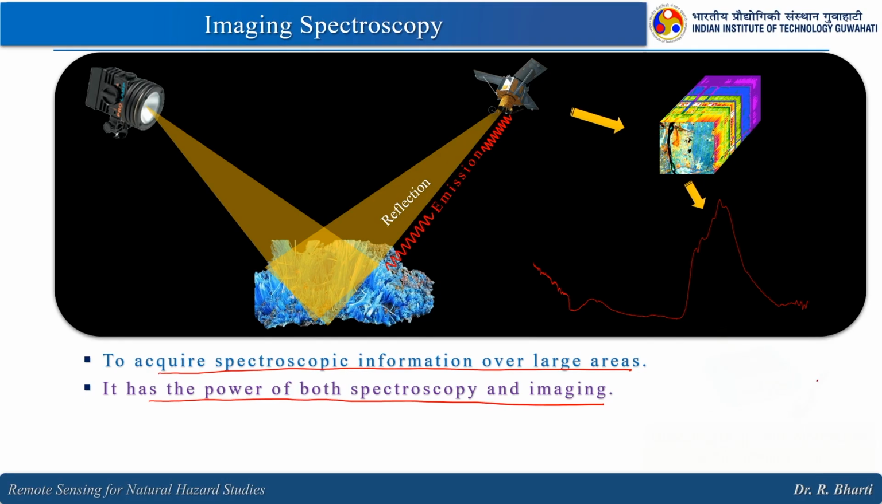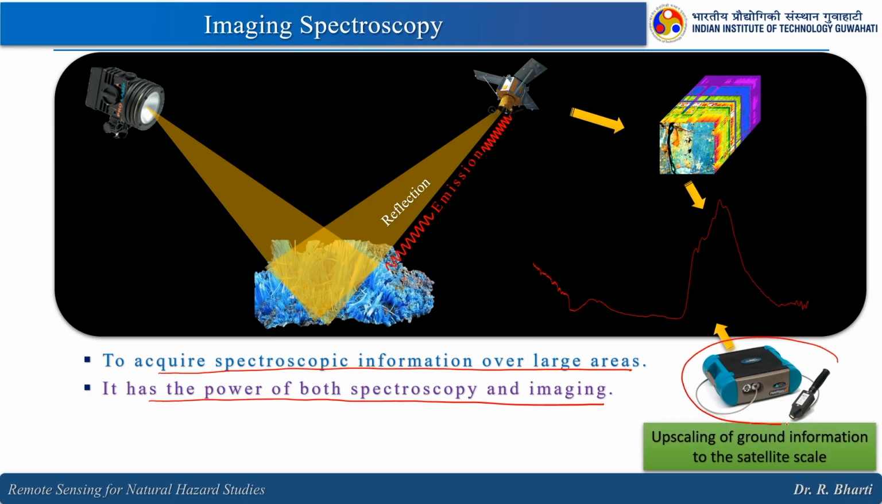So here when we talk about imaging spectroscopy, simultaneously we are measuring the spectroscopic information for a larger area, right. So this imaging spectroscopy has both the powers: it will generate the image and it will also generate the spectra, right. So here you can see, if we take the example of this field spectroradiometer, this field spectroradiometer is capable of generating this kind of spectra.